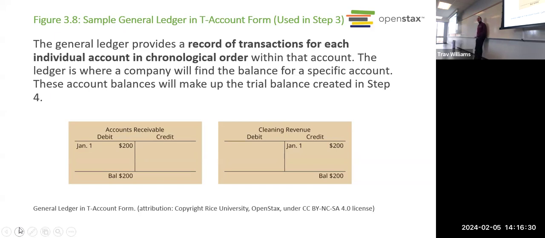Okay, we haven't gotten paid yet, which is why accounts receivable has gone up by $200. And what about cleaning revenue? We provided a cleaning service, right? As soon as we provide the service, we can count it as revenue, even though we didn't get paid. So we have $200 of revenue, but we haven't been paid. We have a $200 account receivable, which is like an IOU from the customer, right?